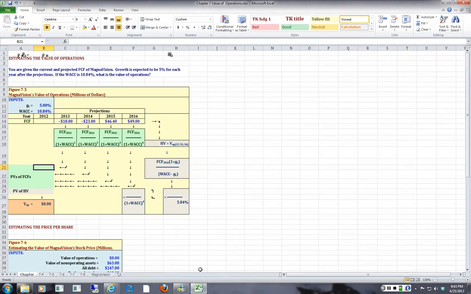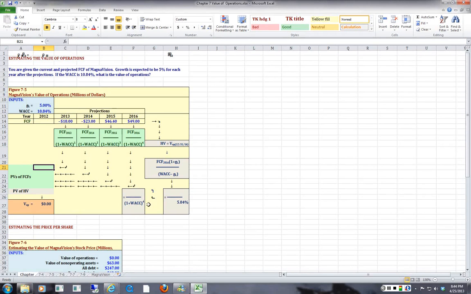In our last class in MBA540, we talked about coming up with the value of operations by taking the free cash flow, projecting that out into the future, and then taking the present value of all those future cash flows, discounting them based upon the weighted average cost of capital to come up with the present value of that firm.